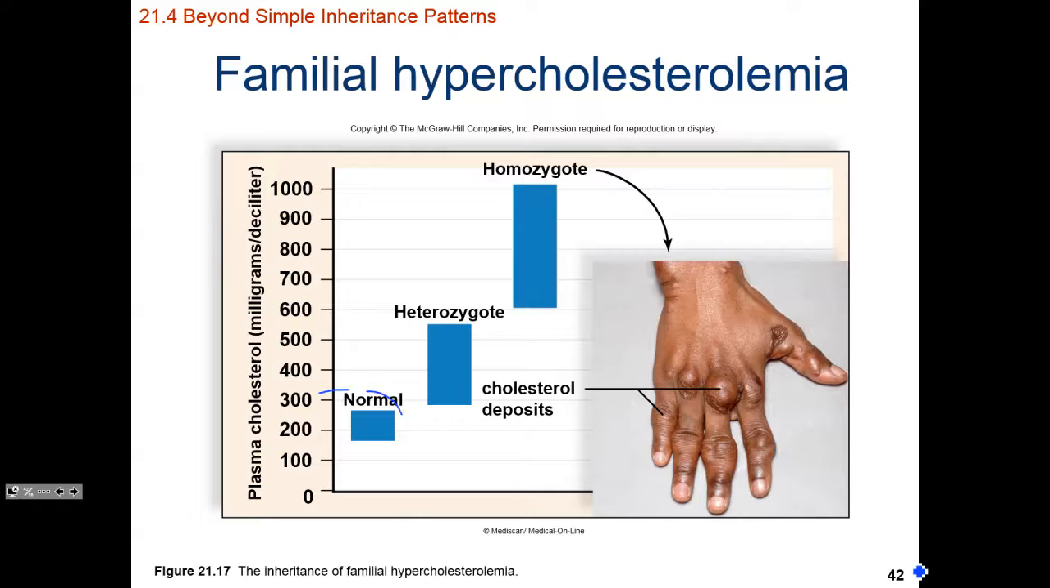Now, if somebody has only one bad allele for this dihybrid trait, or this trait that's controlled by two genes, they will have a normal amount of LDL in their blood plasma. If they're a heterozygote for the disease, or they have one of the possible two bad alleles, they have an increase in blood cholesterol, LDL concentrations, and if they're a homozygote, they have sky-high LDL concentrations in terms of milligrams per deciliter of blood. And if they're a homozygote for the disease, they have large fatty deposits of LDL in their skin.